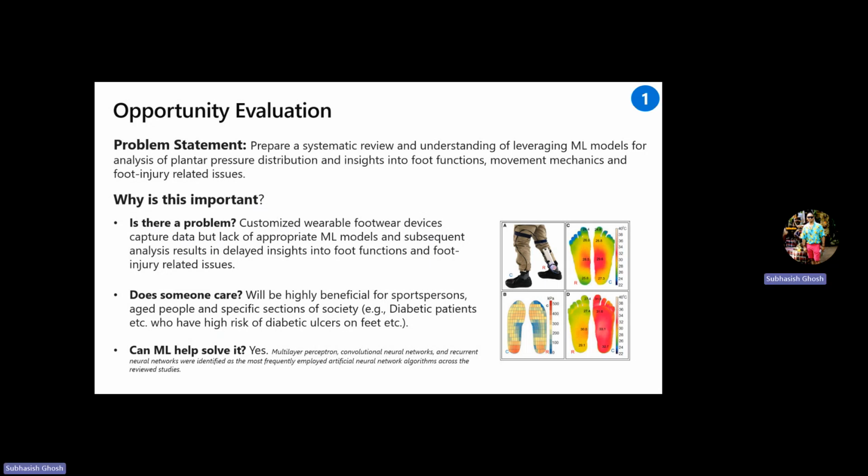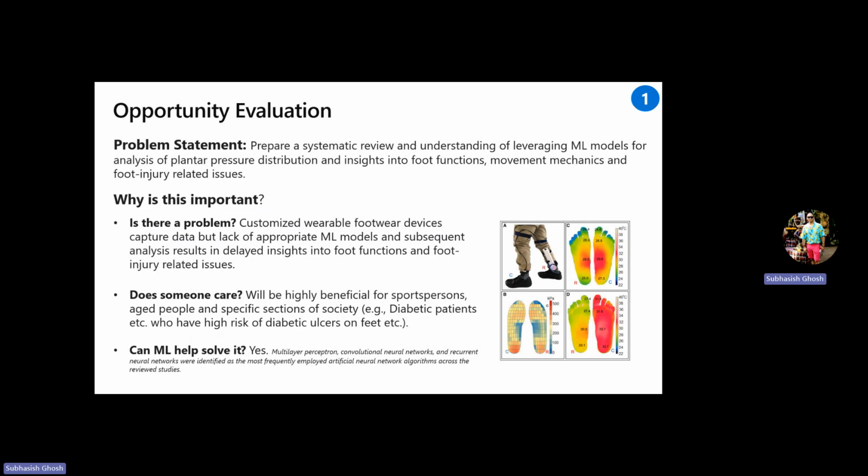The problem we're trying to solve is that customized wearable footwear devices capture data, but the lack of appropriate ML models and subsequent analysis often results in what we call delayed insights into foot functions. This is highly beneficial for sports persons with injury, aged people, and specific sections of society, for example, pre-diabetic and diabetic patients who are at very high risk of diabetic ulcers in the feet.